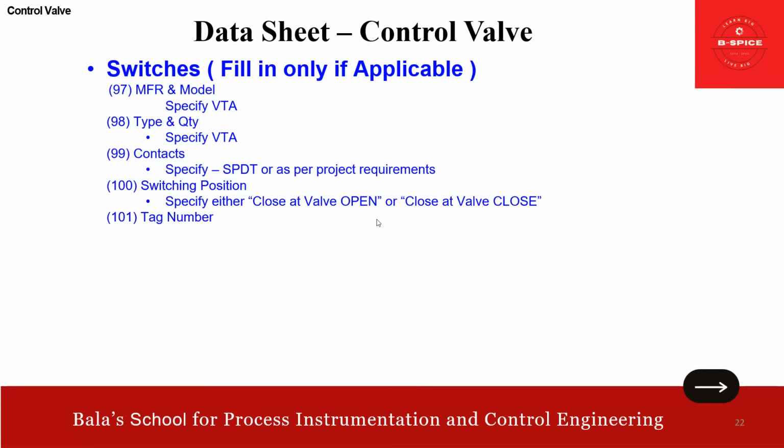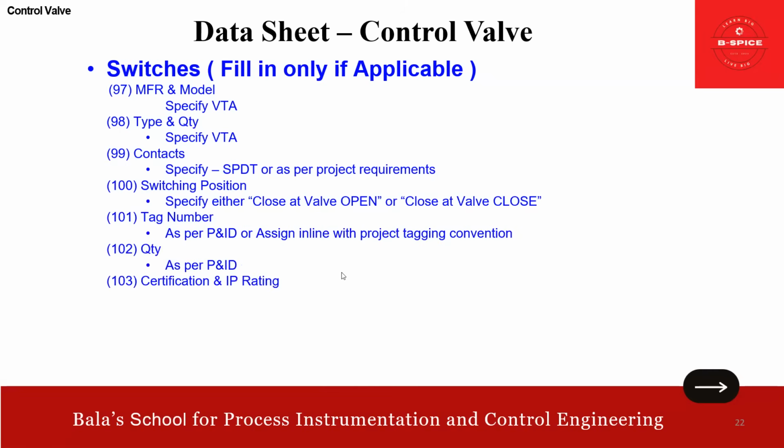Okay, friends? Tag number again, this is in line with P&ID or in the project tagging convention. Quantity depends as per the P&ID, and certification, IP rating, all these also as per the project requirements. And of course, IP rating is IP66, you can specify actually. So this EXIA, all this we will check in a different topic actually.